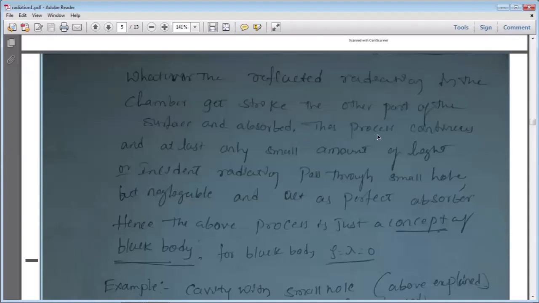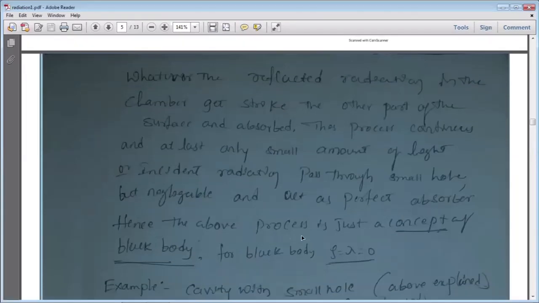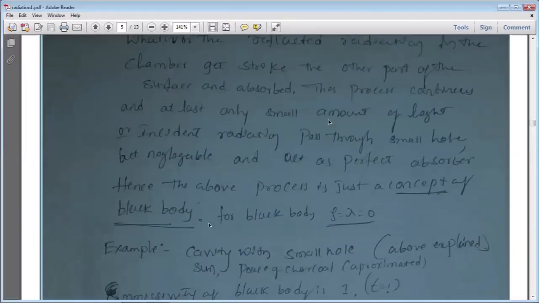Then the process is continuous and at last only a small amount of the incident radiation passes out from the small hole, but it is negligible, and the chamber acts as a perfect absorber. Understand? Perfect absorber here. Hence, this is the explanation of the concept of the black body.